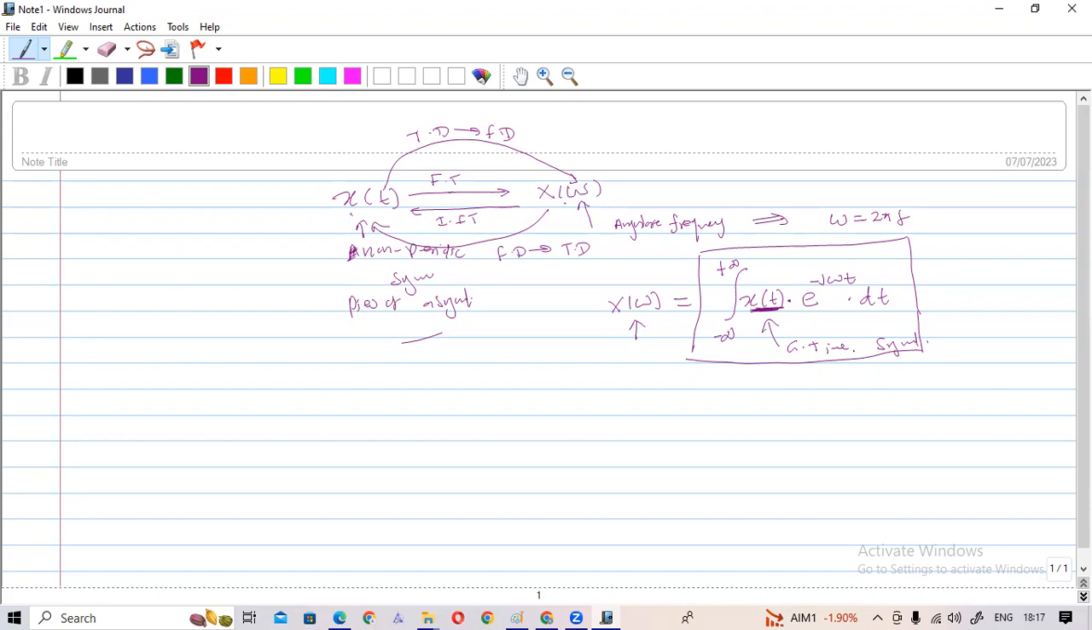For a continuous time signal, whenever there is addition, we have to do the integration. But for a discrete time signal, we do not need to use integration, so we can simply add them together. You can use the sum notation instead of the integration. This is for discrete time signals and that is for continuous time signals. We have already learned this concept also.